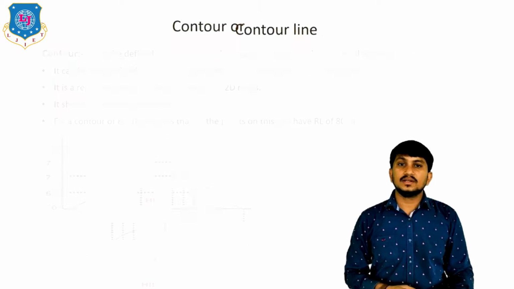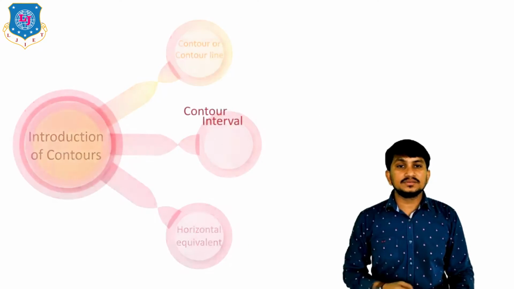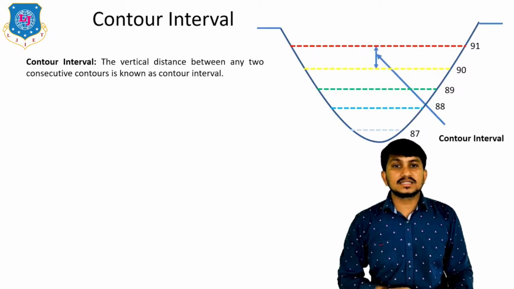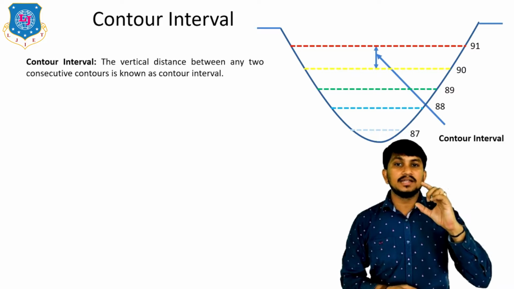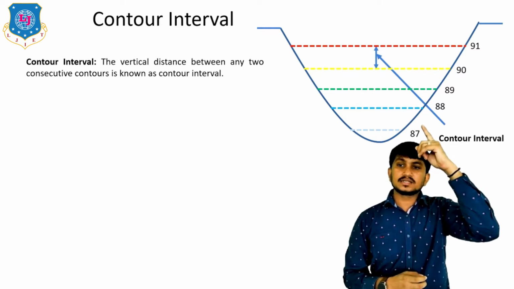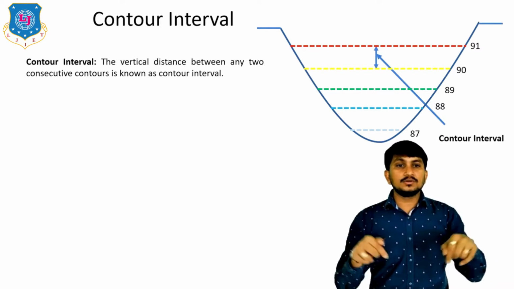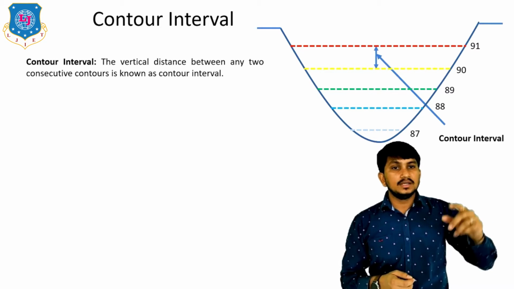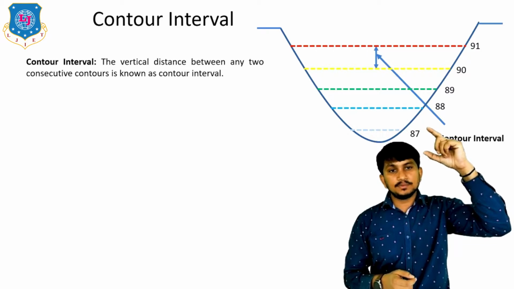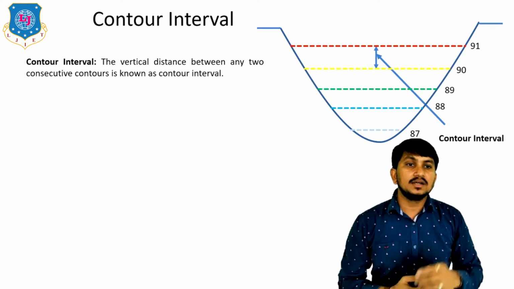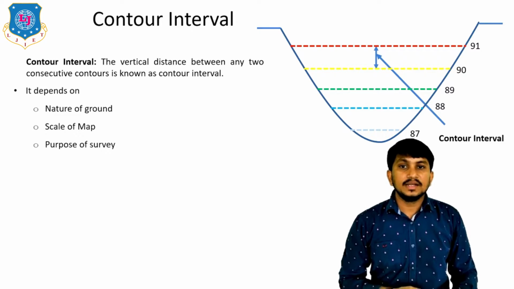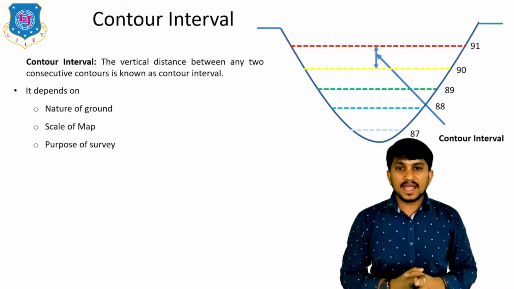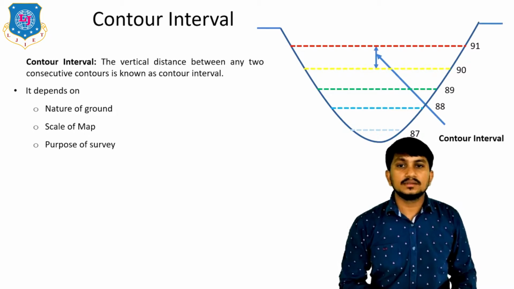Next term is contour interval. Contour interval is the vertical distance between any two consecutive contour lines. Suppose a number of contour lines are prepared at a number of levels. The vertical distance between two contour lines is called the contour interval. It depends on three factors: nature of the ground, scale of the map, and purpose of the survey.